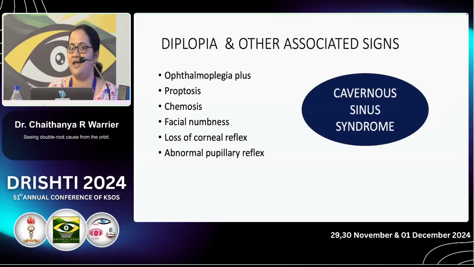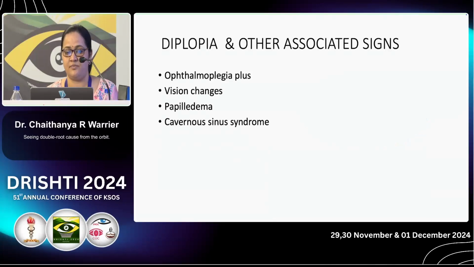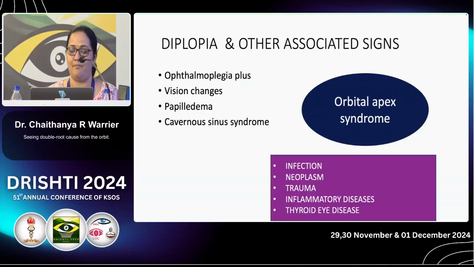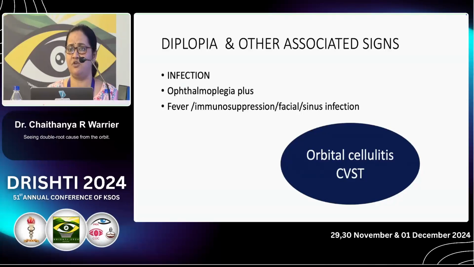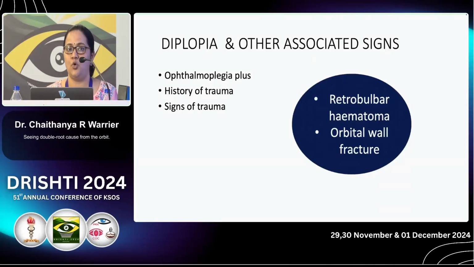So definitely the diagnosis is a cavernous sinus syndrome. Need to rule out the causes. If the same case with cavernous sinus syndrome features comes along with vision changes and papilledema, definitely we need to look for causes from the orbital apex. If diplopia with features of infection and ophthalmoplegia plus fever and immunosuppression, we need to rule out orbital cellulitis. If there is ophthalmoplegia with history of trauma and signs of trauma along with diplopia, we need to rule out orbital wall fracture or retrobulbar hematoma.